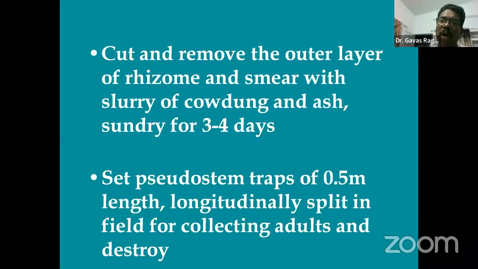We can cut and remove the outer layer of the rhizome and smear it with a slurry of cow dung and ash. And we can sun dry for 3 to 4 days as another option for managing this rhizome weevil. We can also go ahead with placing split pseudostem traps to attract the adult weevils and kill them.